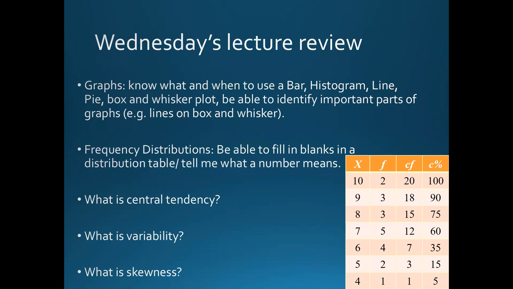But anyways, regarding Wednesday's lecture, be able to identify different parts of a graph, like the box and whisker plot. Know this frequency distribution chart. Some people were struggling a little bit on Wednesday with this, but know what each column represents, and be able to tell me, if I asked you, what does 15 mean on this? Be able to tell me what 15 represents. There are going to be a couple of questions on the quiz for this week regarding this. So really make sure that you understand this chart and can tell me what specific things mean.